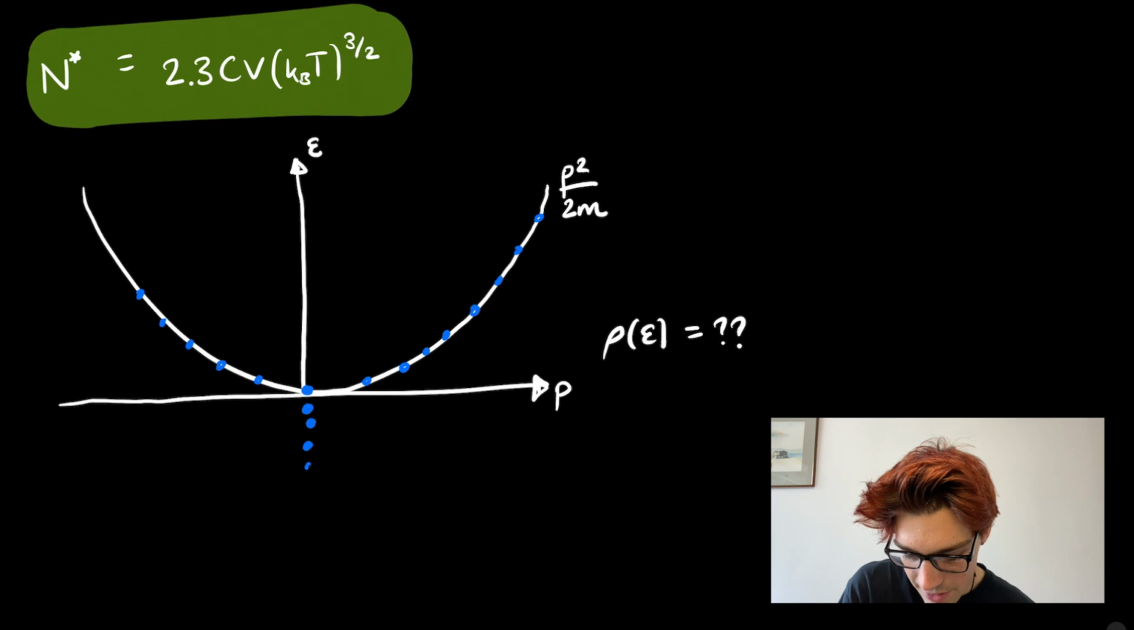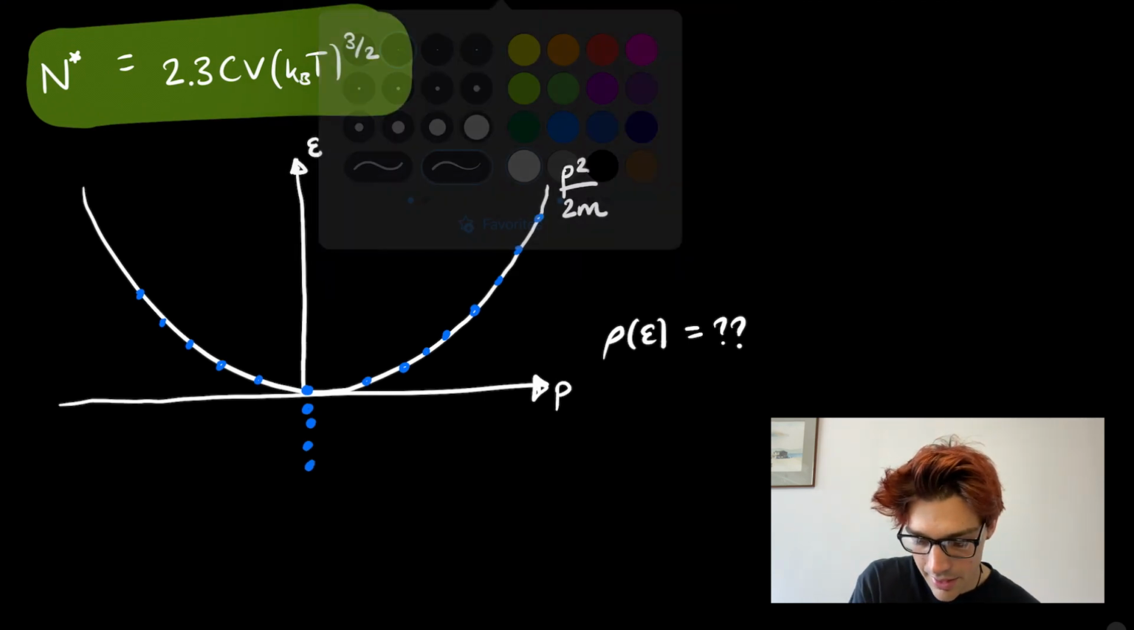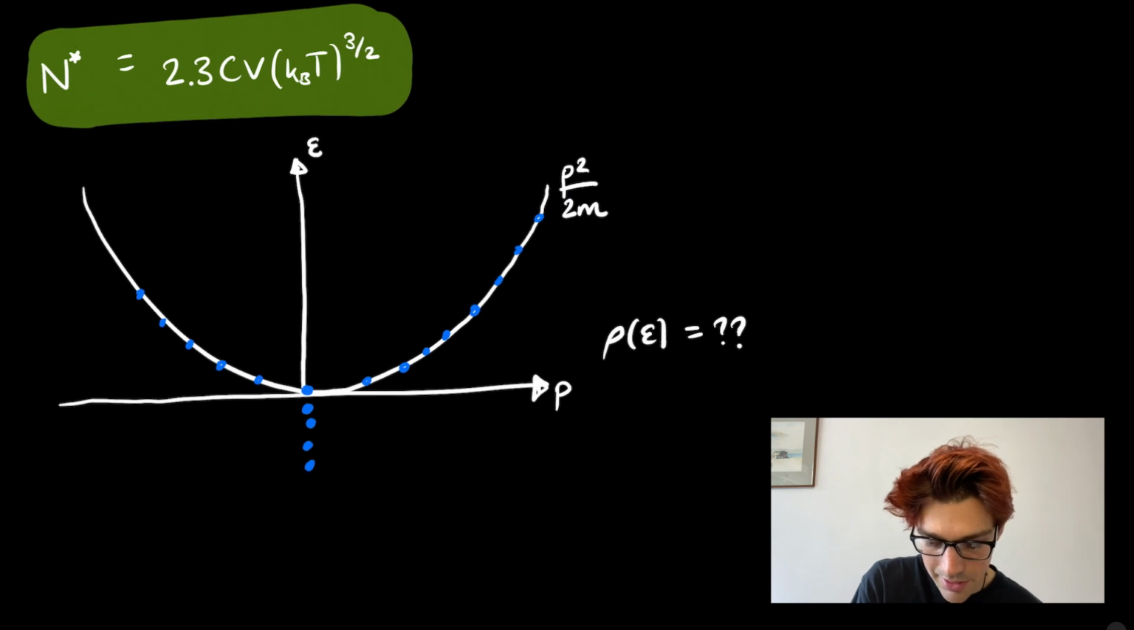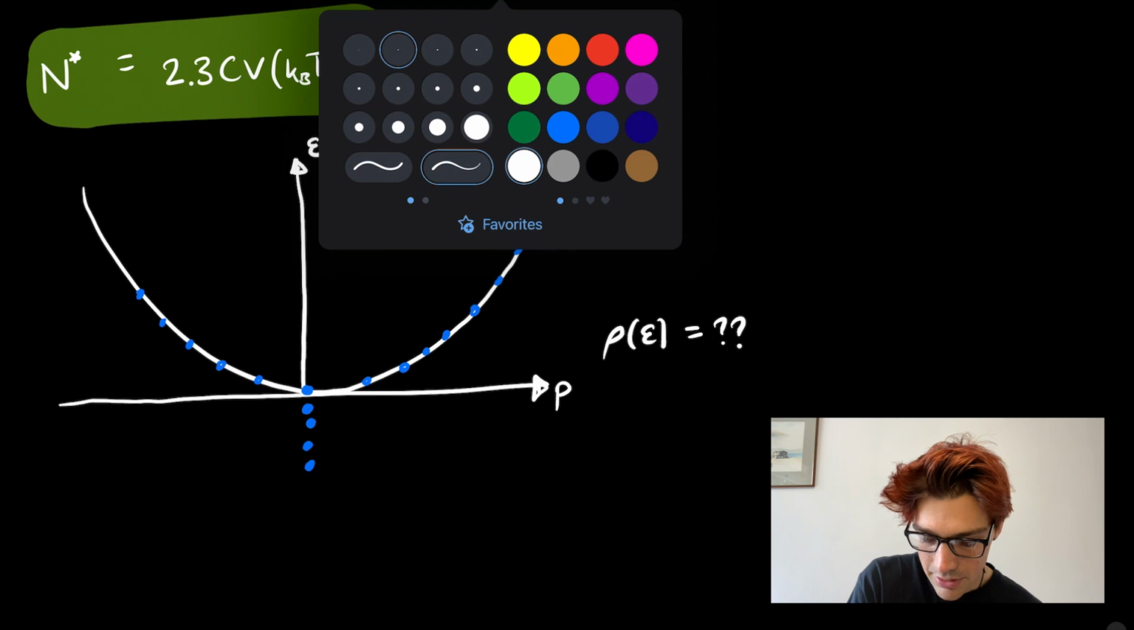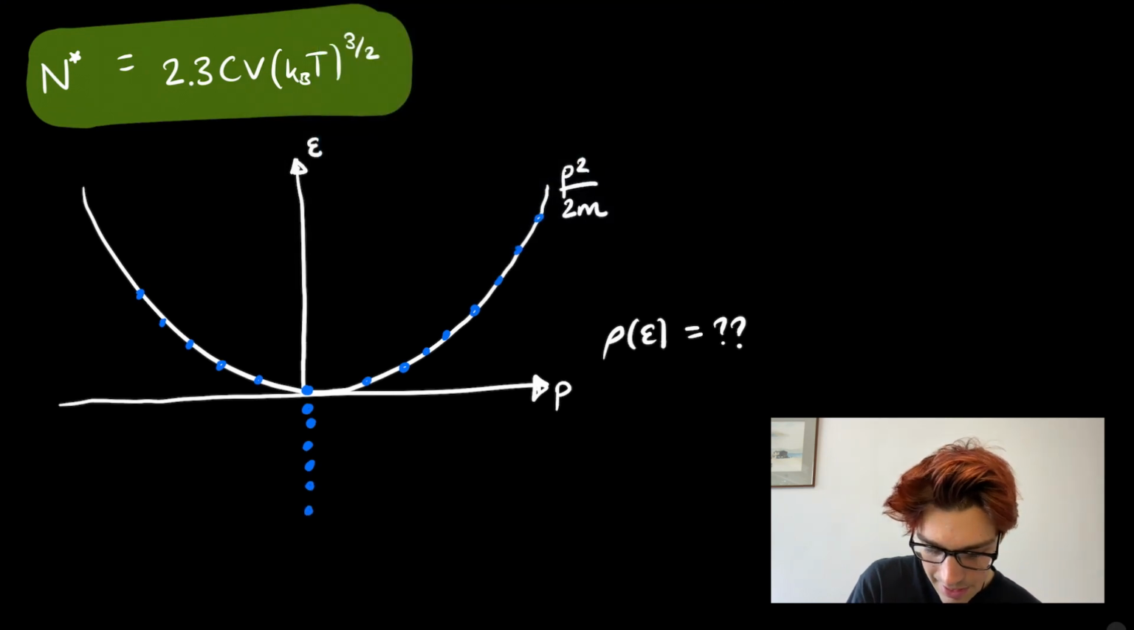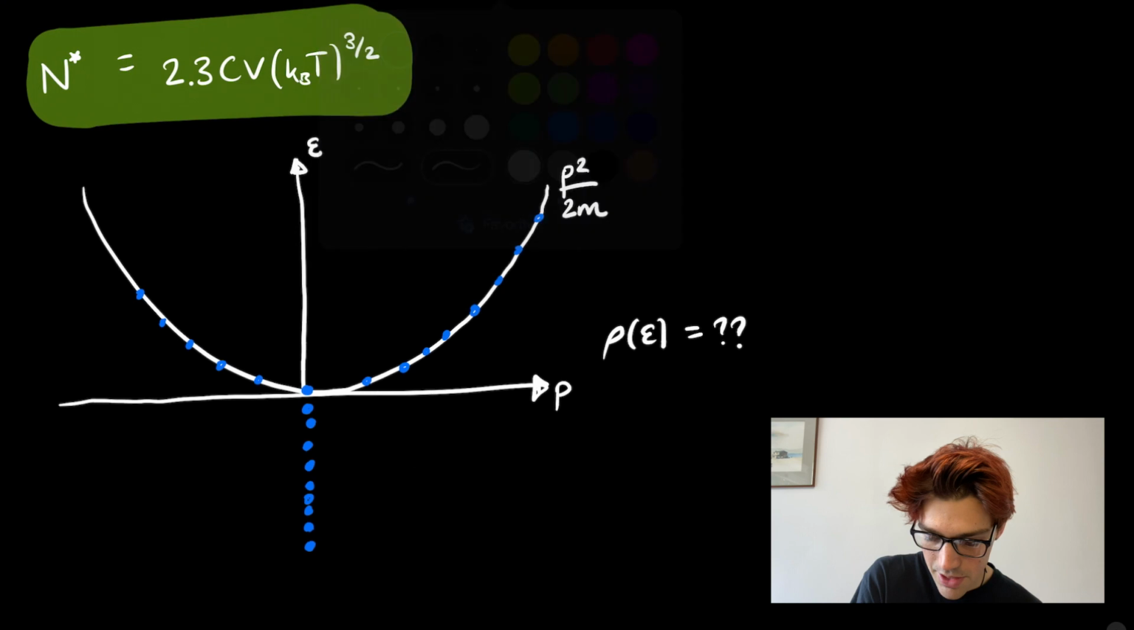So you have n star particles, but then you have all these extra particles that are not n star. All these extra ones are piling up in the middle, all in this p equals 0 state on the dispersion curve right here.